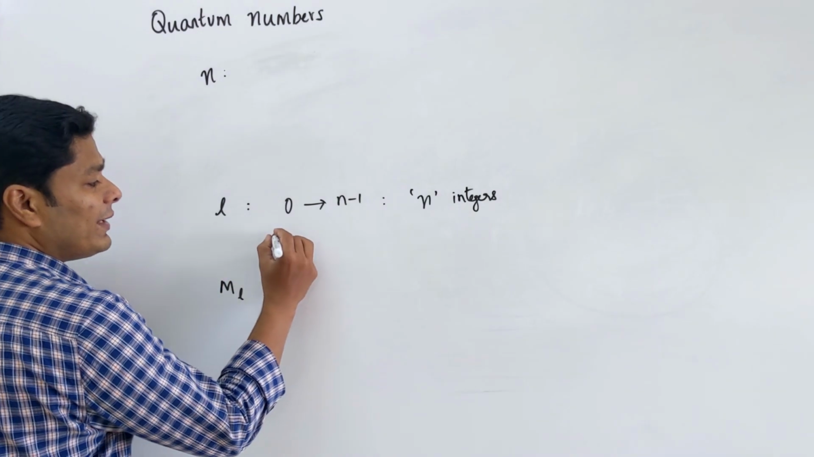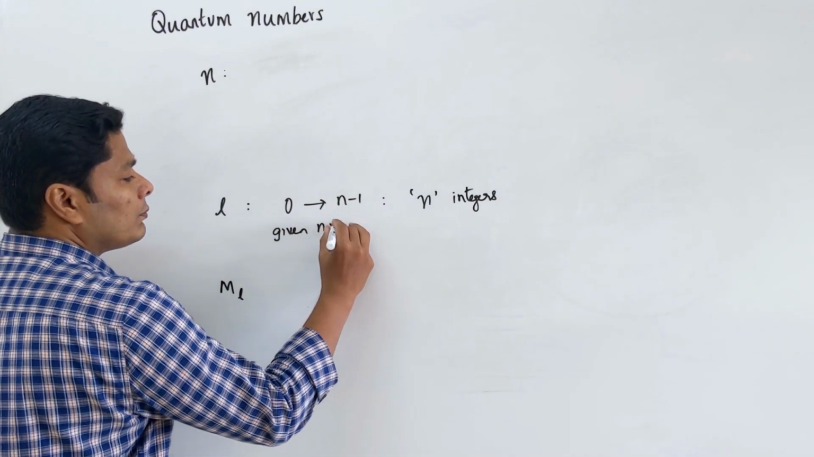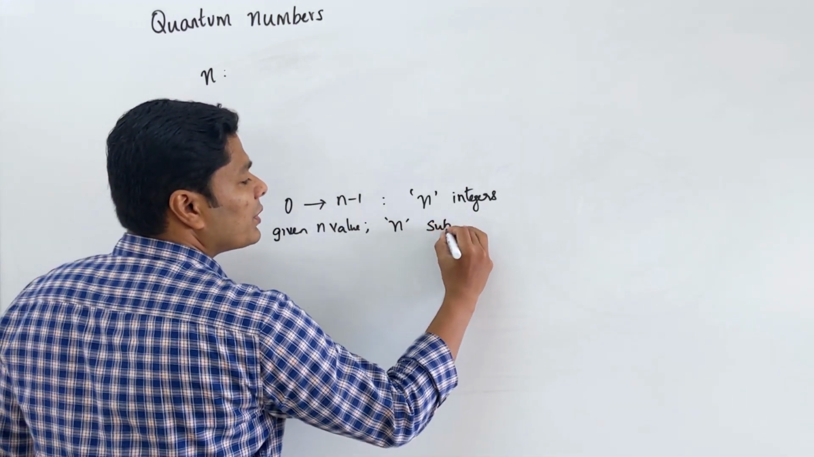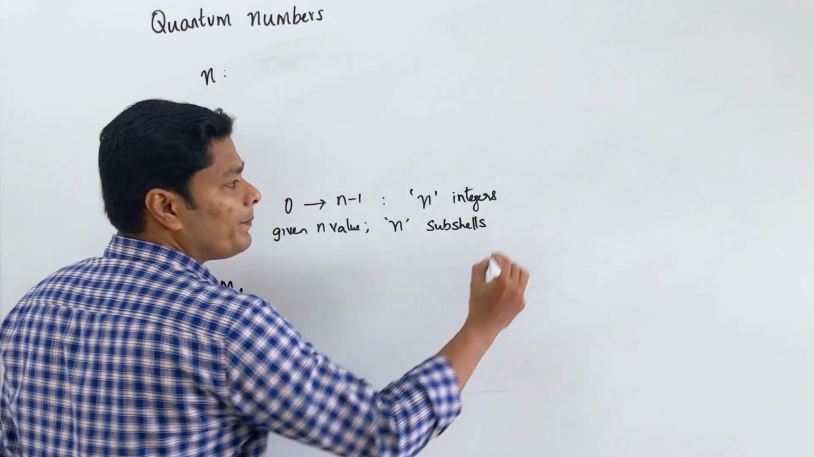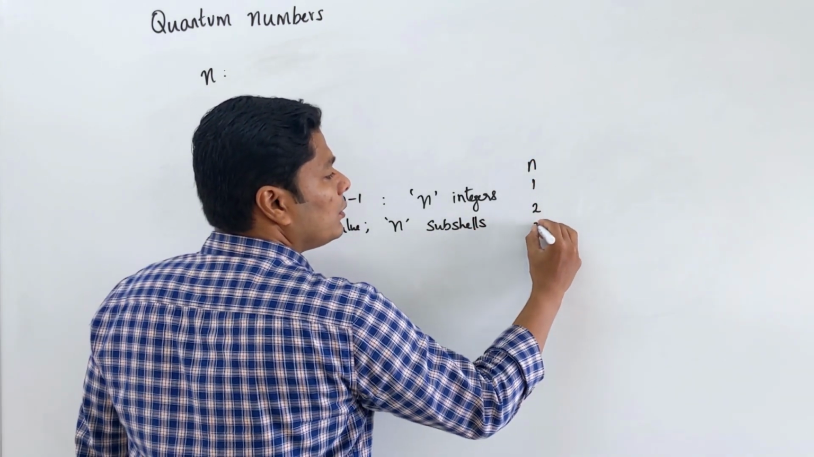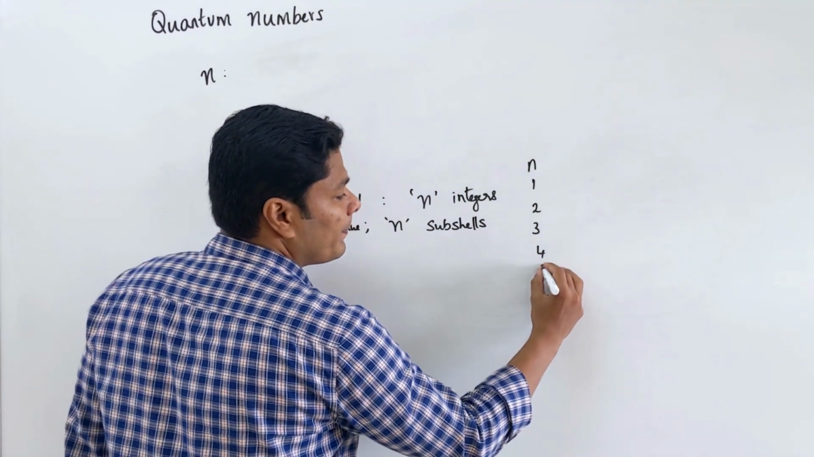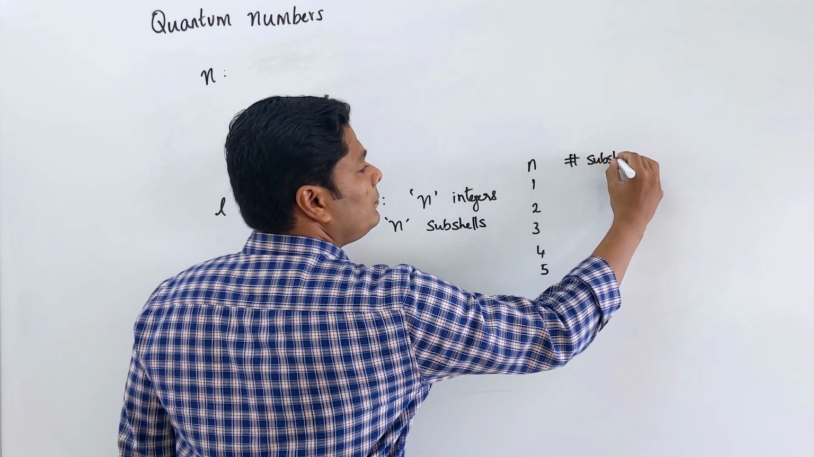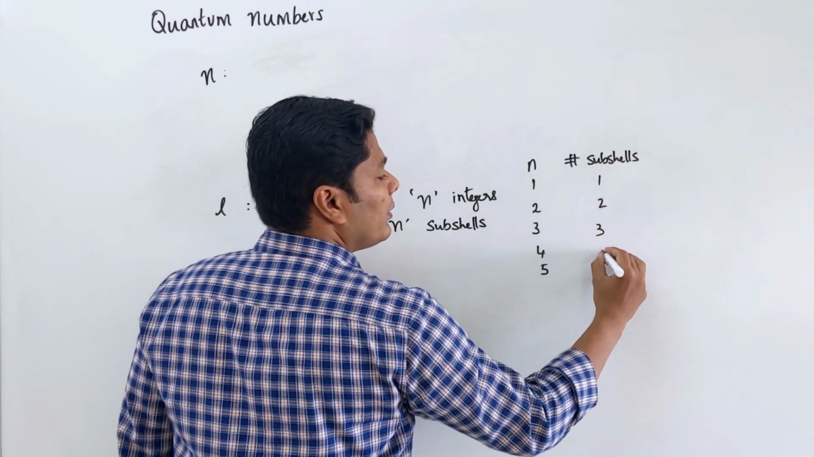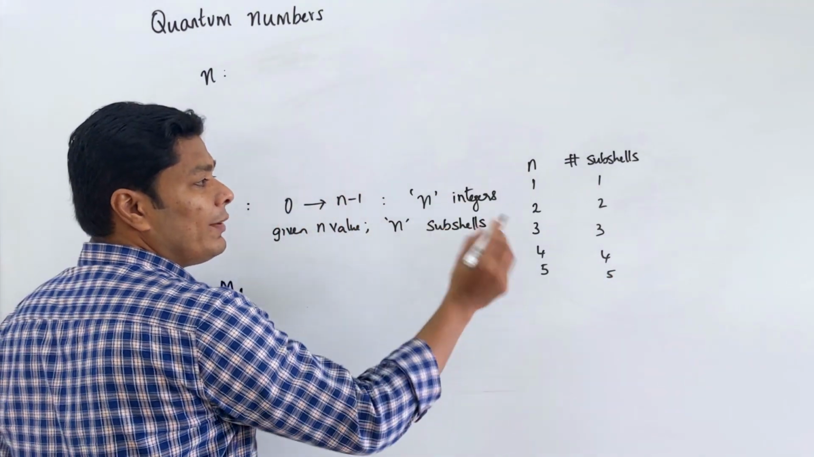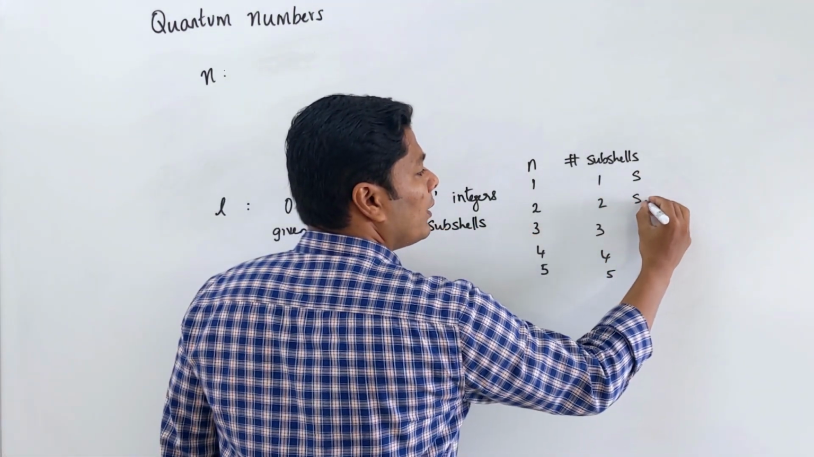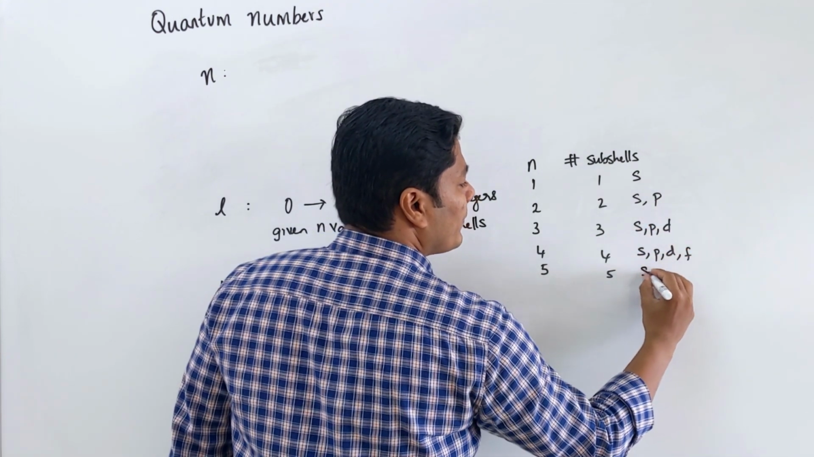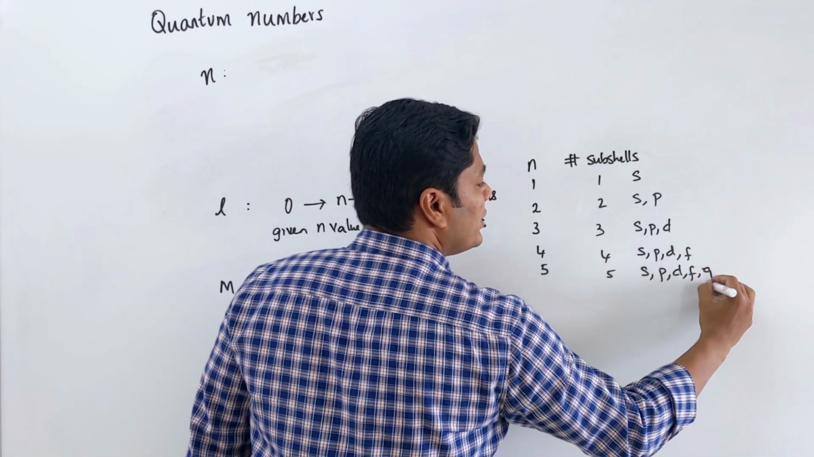So for a given n value, you have n subshells. Example, n equals 1, 2, 3, 4. Let's take 5. So that tells me how many subshells are there, the number of subshells. 1, 2, 3, 4, 5. What are they? L equals 0 means the subshell is s. For 2, s and p will be there. Then s, p, d. s, p, d, f. s, p, d, f, g.